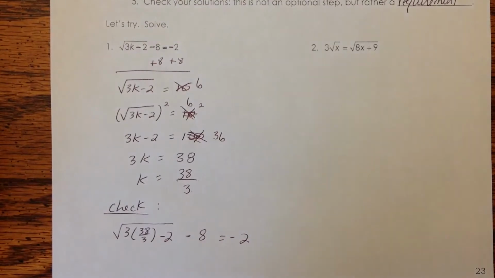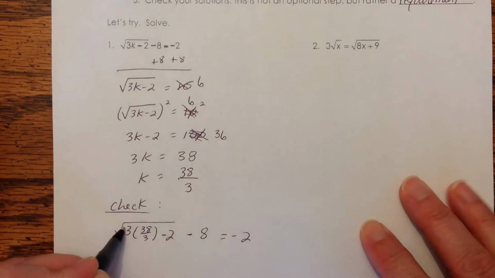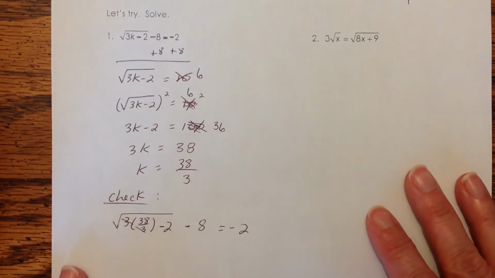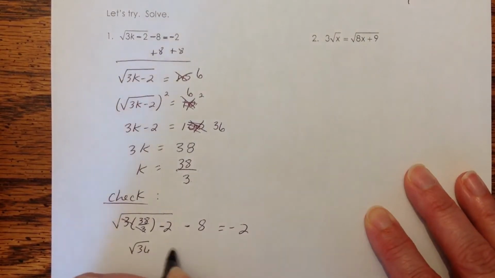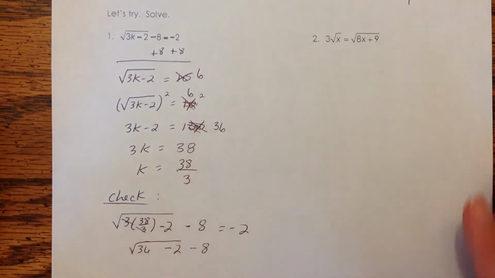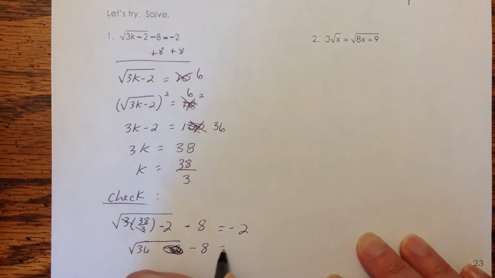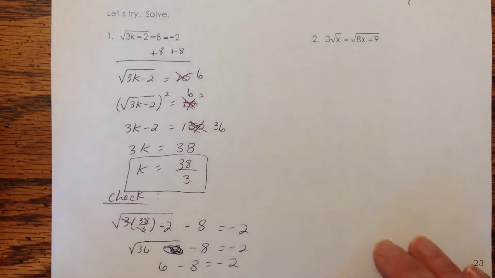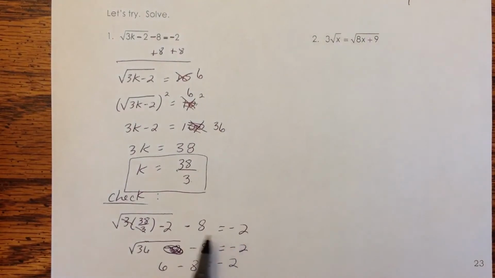Now you certainly can do all of this work with your calculator if you would like. You could also do it by hand. Your 3's drop out, so you have 38 minus 2, which is the square root of 36. Then you get 6 minus 8 is negative 2, which checks out. So you can keep your answer there. All this checking work is required, but you can plug it all in your calculator to do so.